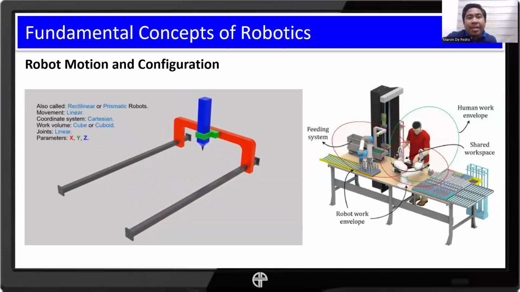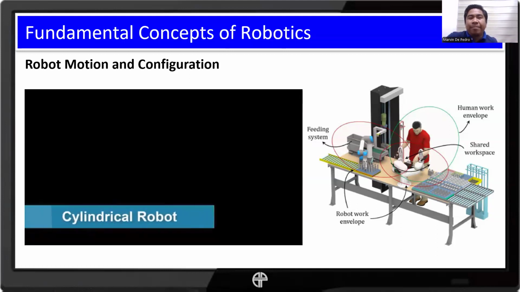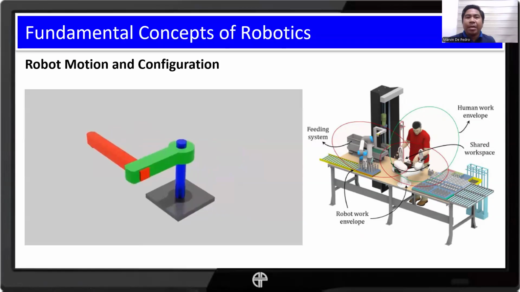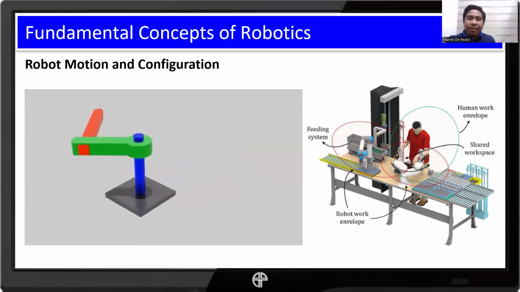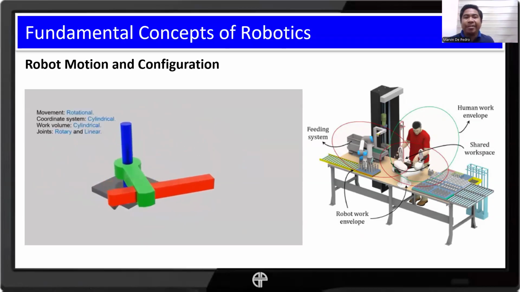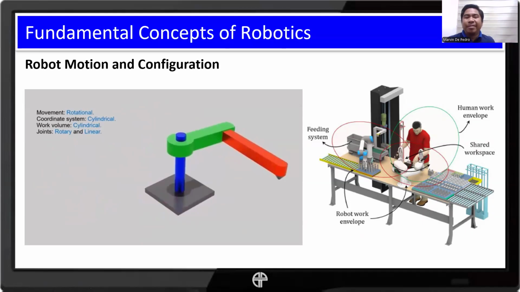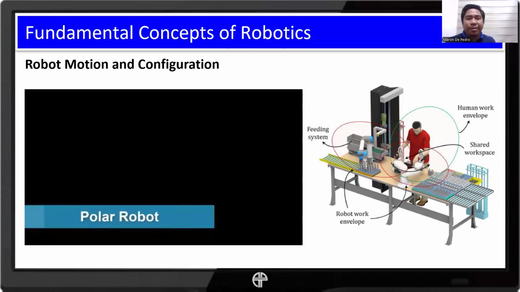Rectilinear or prismatic robots, or Cartesian robots, move according to the Cartesian coordinate system. Then we have the cylindrical, like what I said. It can move around, and at the same time, it can adjust the height where it is moving. So that's cylindrical motion or configuration.